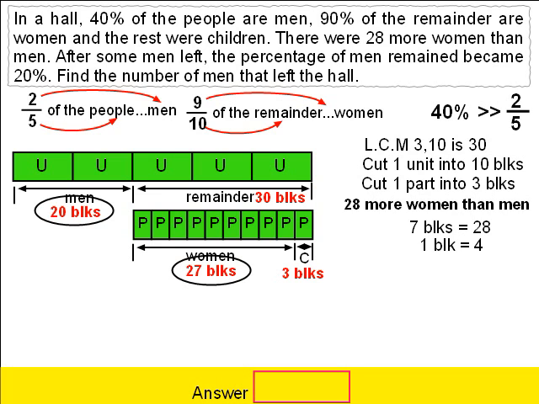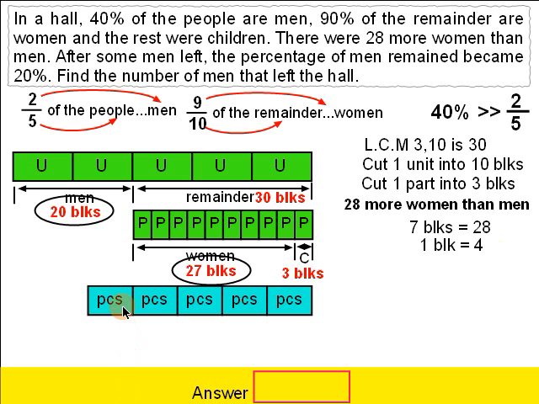It says that after some men left, the percentage of men remaining became 20%. 20% is 1/5. So the percentage of men became 1 piece. Alright, and out of 1/5, 5 pieces. Alright, so the total number of people remaining was 5 pieces. Because women got no change at all, children got no change at all, so we extrapolate the model down into 4 pieces to represent the women and the children. And 1 piece belongs to the remaining men.